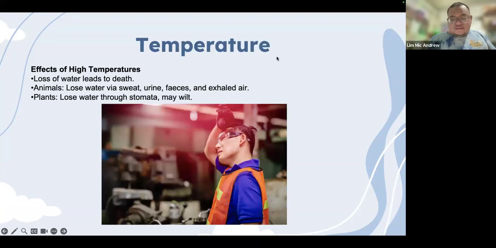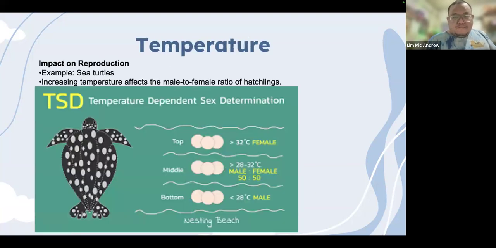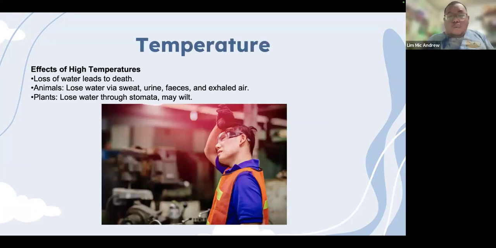Other than temperature, there's also air, but let's go on to a different effect first. Why do animals want to leave a place if the temperature gets too hot? Because when the temperature gets too hot, the living things living in the area will die because the water will evaporate. There's not enough water. Animals will lose water via sweat, urine, feces, and exhaled air. Plants will lose water through stomata, and both living things, animals and plants, will eventually die due to the heat. This is the reason why living things must leave the place if it's too hot.